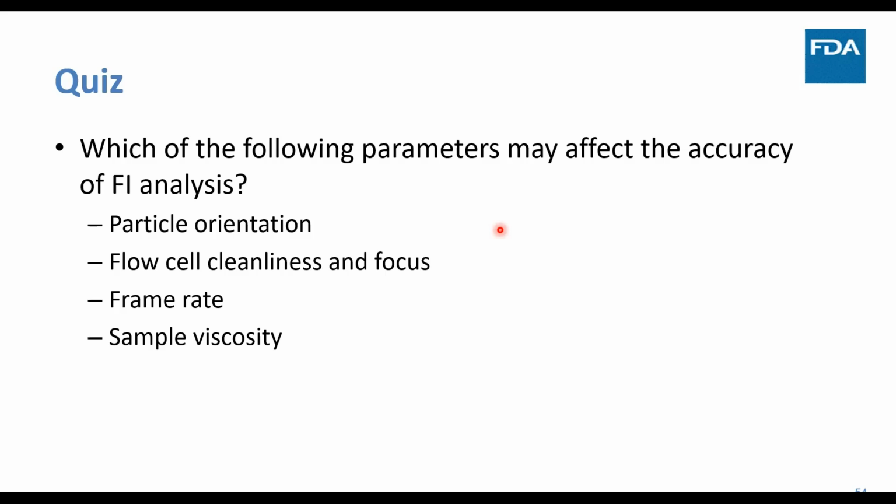Most of the answers are right, because almost everything listed can affect the accuracy of the results. There should have been one last option, which is all of the above. Particle orientation might not be the biggest thing, but it could still affect it, because based on the rotation of the particle, you probably have a different image. Cleanliness and focus is a very important thing.